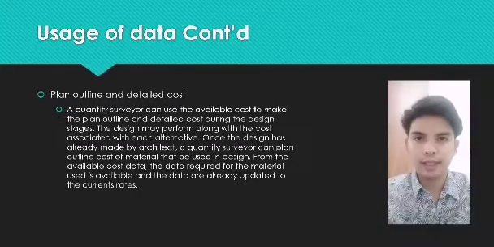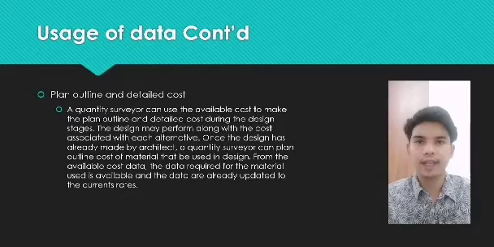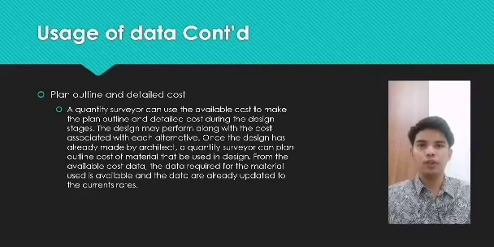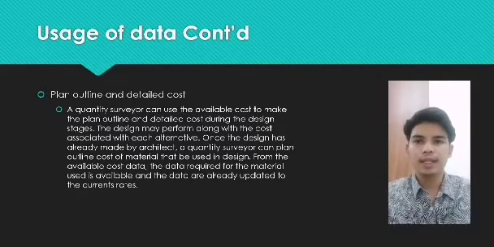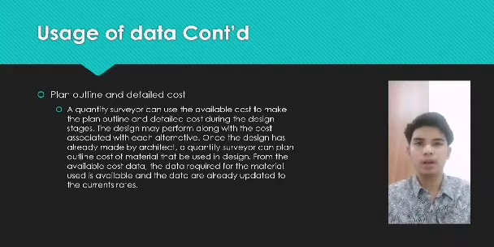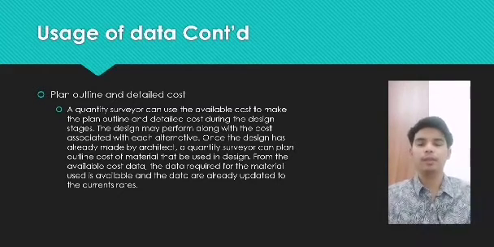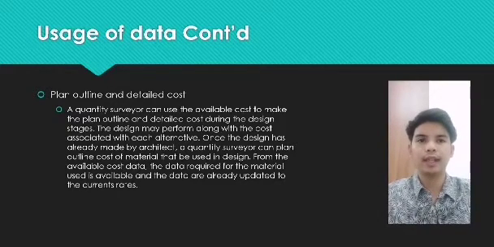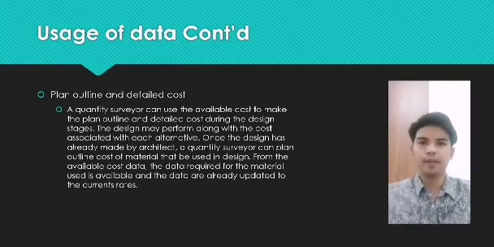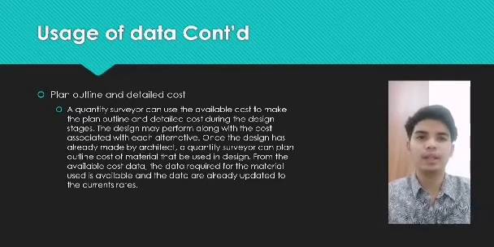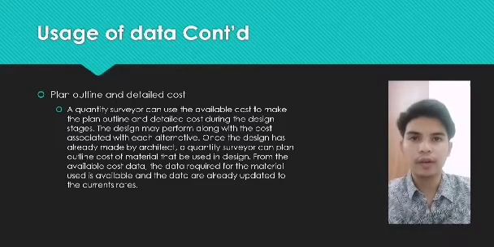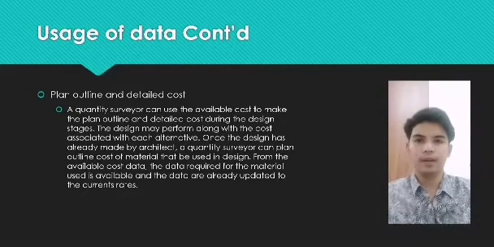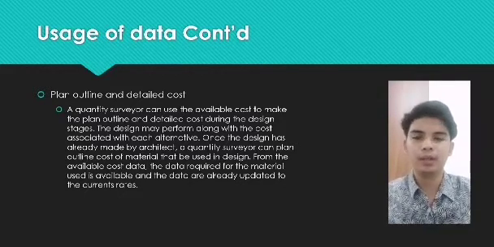Plan outline and detail costs. The quantity surveyor can use the available costs to make the plan, outline and detail costs during the design stage. The design may be performed along with the costs associated with each alternative. Once the design has been made by the architect, a quantity surveyor can plan outline costs of material that will be used in the design. From the available cost data, the data required for the material use is available and the data are already updated to the current rates.